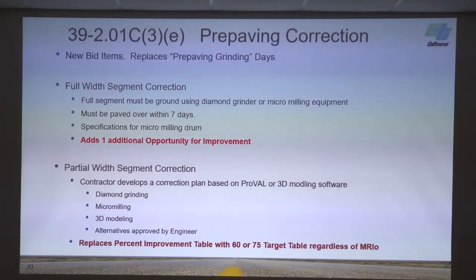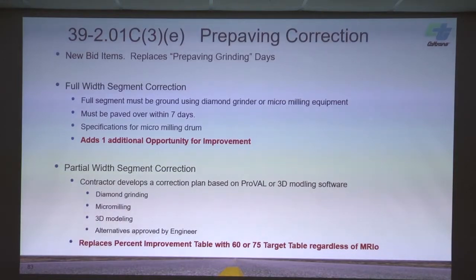There's no incentive for them to even be efficient at it. It was not a good bid item. It was putting all the responsibility on us and nothing on them. And if they had any MRI segments that were over 180, we couldn't enforce the smoothness specs. So the pre-paving grinding day bid item is no more.